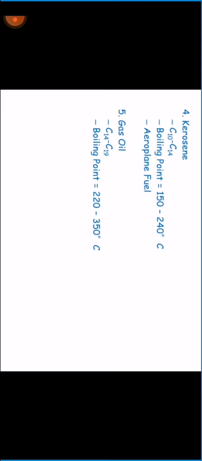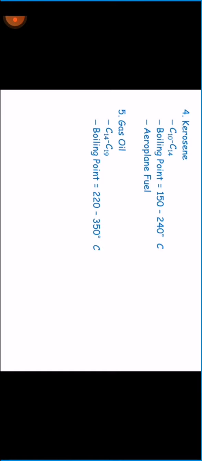The fifth fraction that we look at is the gas oil fraction, and this can often be referred to as the diesel oil, and it has carbon chains of lengths 14 to 19 with a boiling point of somewhere between 220 and 350 degrees. Because these carbon chains are now getting longer, they are heavier, so they have to have higher boiling points. In the gas oil fraction, usually that's where we get diesel for buses and trucks and trains and cars.